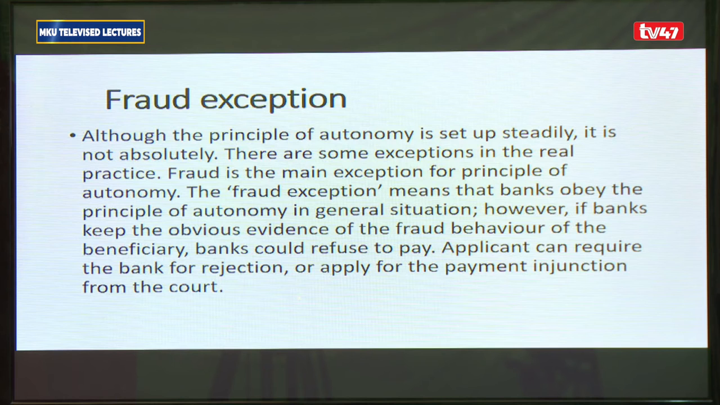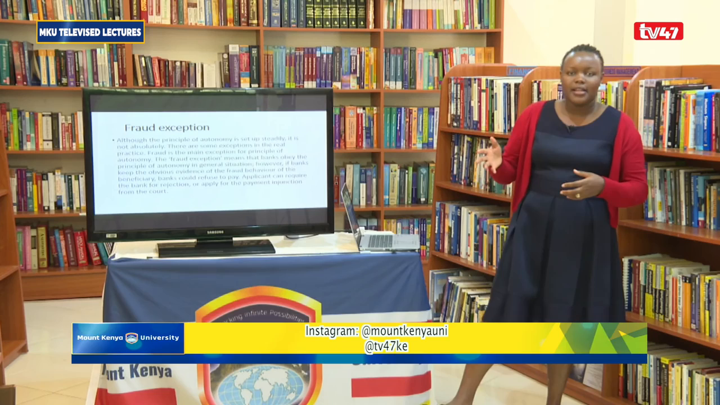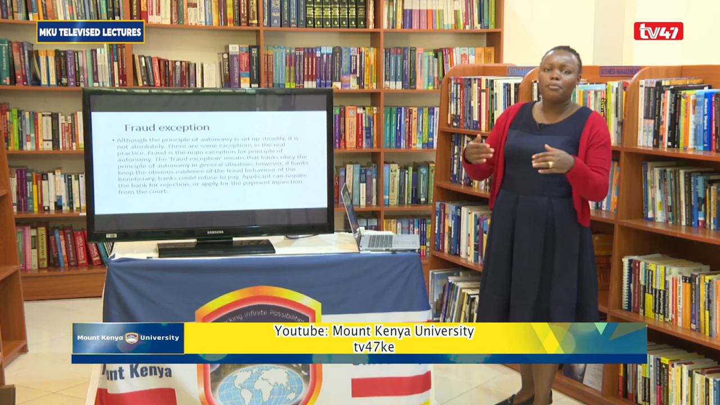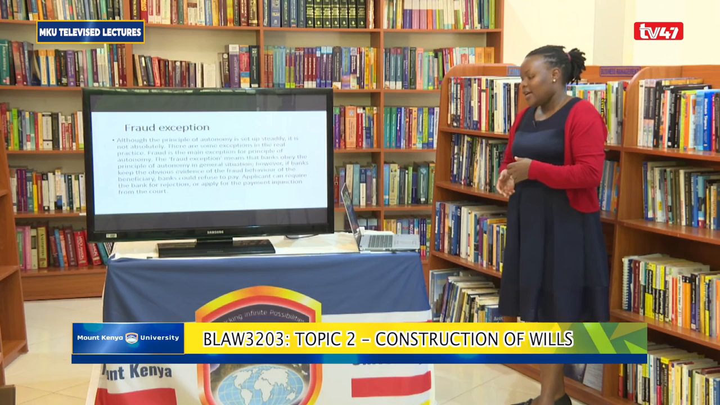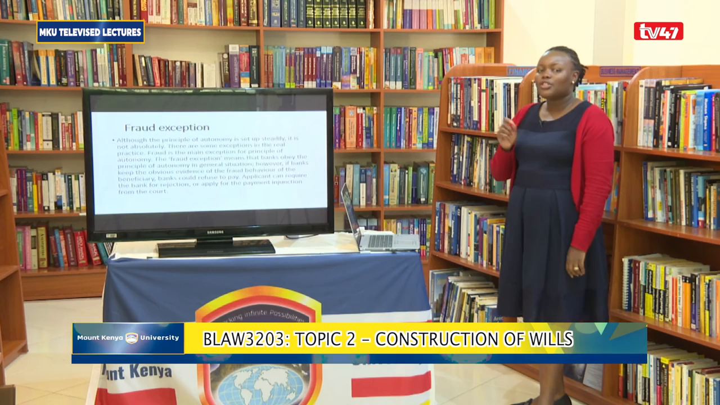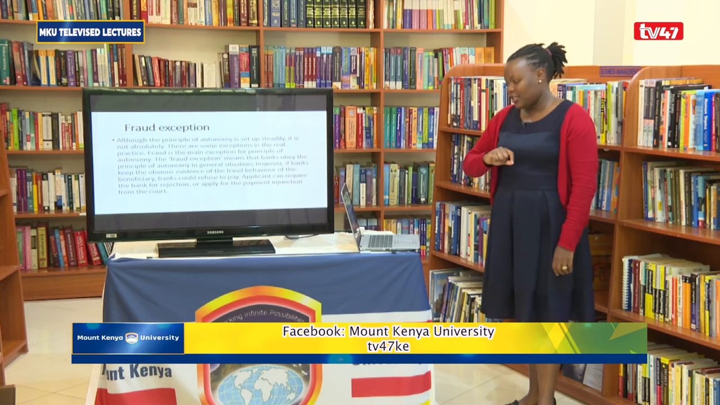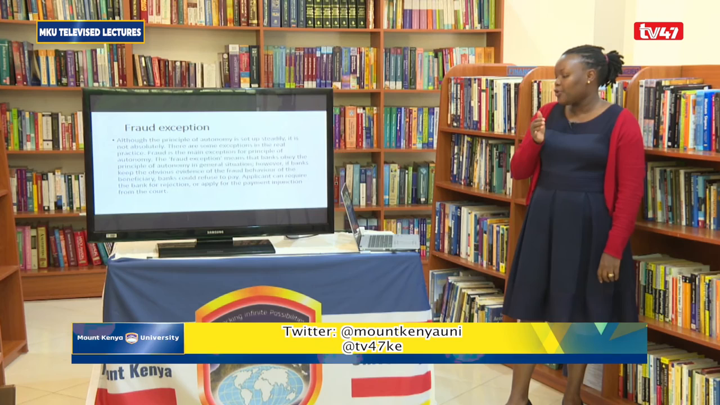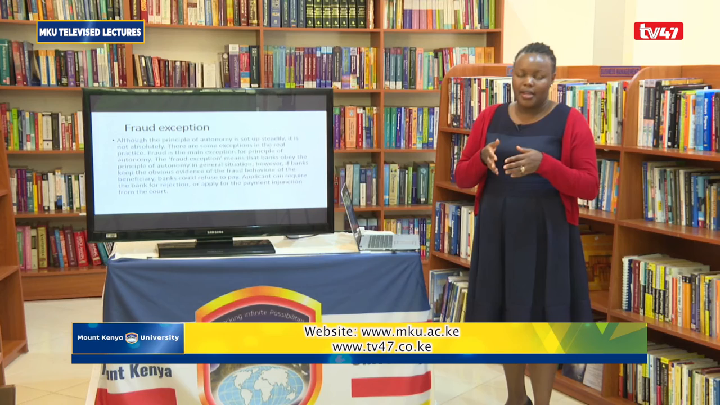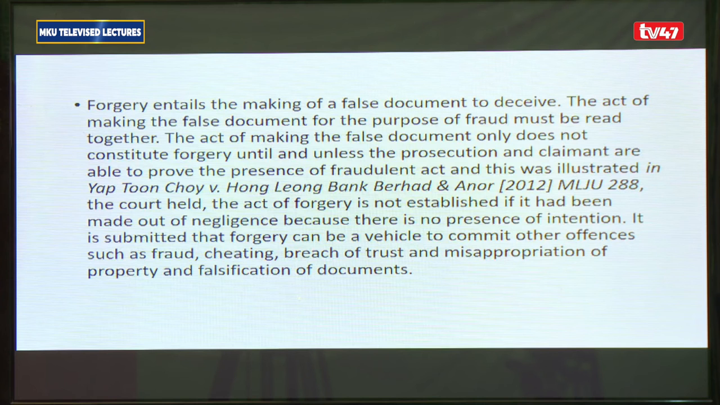Now, what are the exceptions to this? There are a number of exceptions that would allow a bank not to pay. But the most key, or most relevant today, would be the fraud exception. You see, the principle of autonomy is set up so steadily, but it is not absolute. Because in the event that fraud is established, then the banks would be relieved of that duty to actually pay. So if there's any kind of fraud that is realized, then the banks are relieved from their instruction.